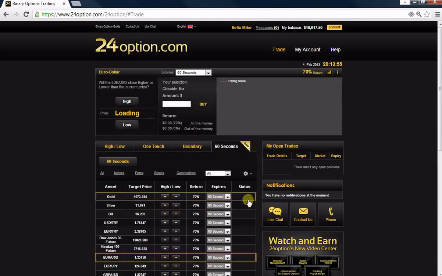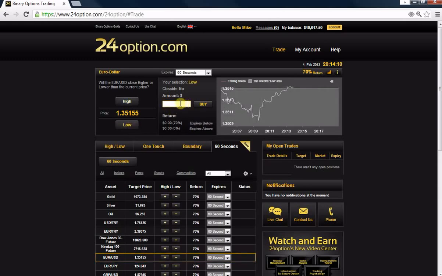So we're going to go here to the Euro US dollar. We're going to click it and take a look at what's been going on for the last few minutes. It's gone down, it's gone up here. So we're going to go with low, so puts. Now the minimum investment for 24options is $25, which is higher than other options platforms. So when you do this technique with 24options, you usually need to start out with a larger initial deposit in order for it to work.